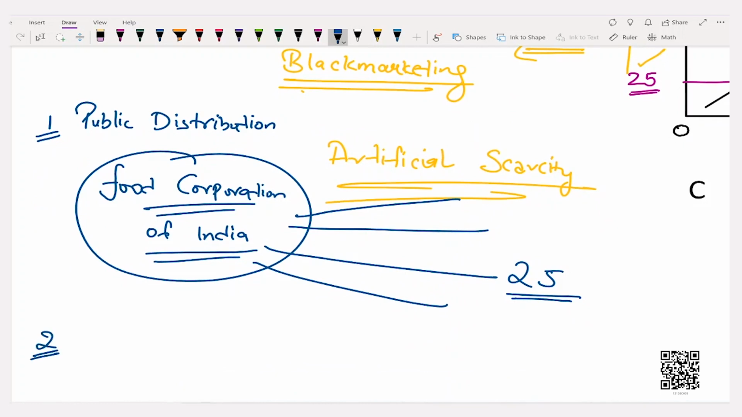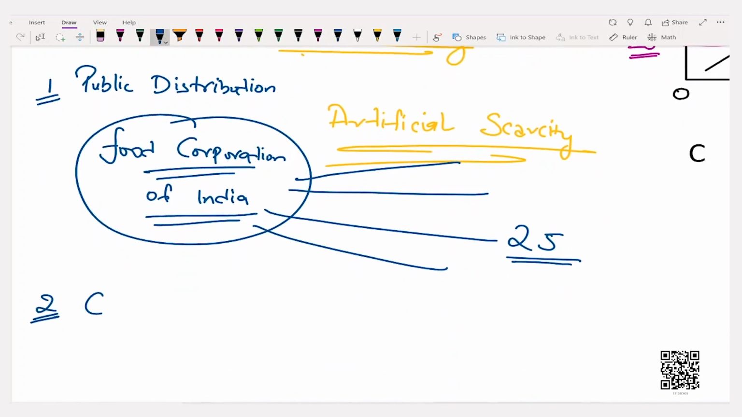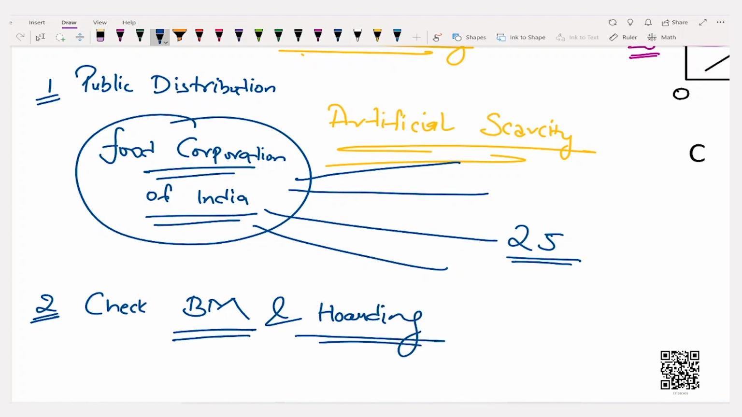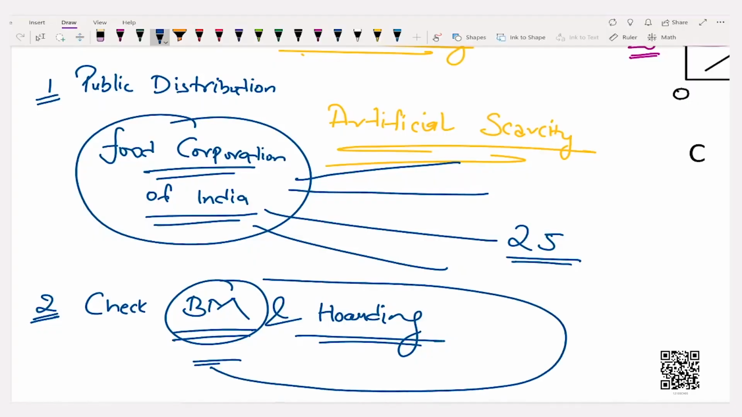And the next step that the government is going to take is to check black marketing and hoarding. Hoarding refers to illegally stocking up goods and creating an artificial scarcity, so that there can be black marketing of the good. So, the government should conduct raids and free up the stocks with the producers in their warehouses. This stock should be used by the Food Corporation of India and then by the public distribution system to be distributed among the poor. This will lead to the welfare of the consumers.